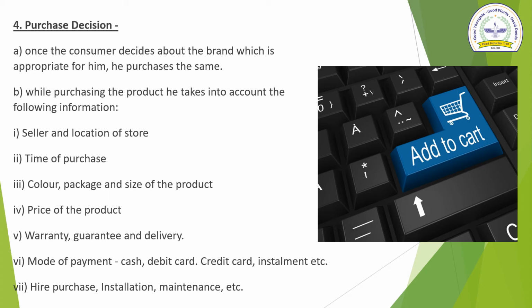then what is the warranty, guarantee, where will the delivery be given to you, what will be the mode of payment, can you make the payment in cash or by check or by credit card, will you be able to make the payment in installments, can the product be purchased on hire purchase method, what will be the installation charges, who will come for installation. So all these things are to be taken into consideration when you are making a purchase decision. And after you finalize all these things, you do the actual purchase.